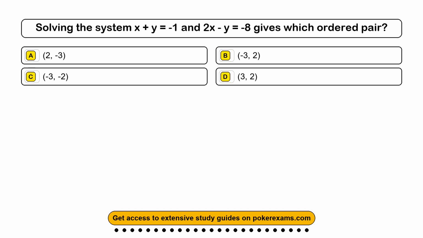Question 12. Solving the system x plus y equals -1 and 2x minus y equals -8 gives which ordered pair? Option A, (2, -3). Option B, (-3, 2). Option C, (-3, -2). Option D, (3, 2).